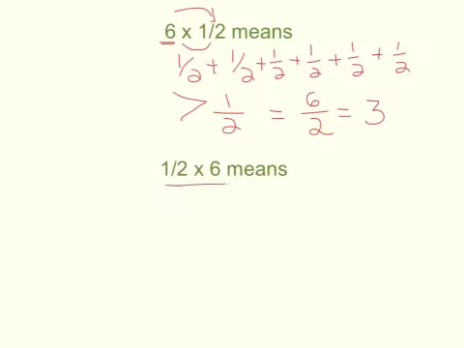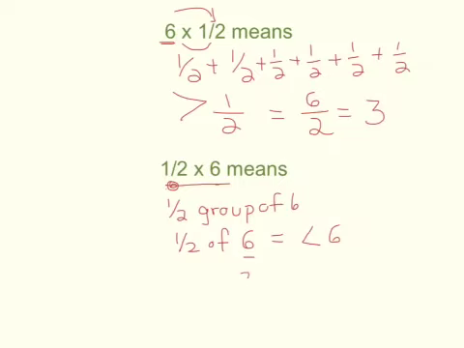If we look at this, this is a fraction, or a number less than 1, multiplied by a whole number. So this means that I'm taking a half group of 6, or half of 6, or 1/2 of 6, which means my product has to be less than my whole number because I'm only taking a part of it. So 1/2 of 6, my question mark is equal to 3.